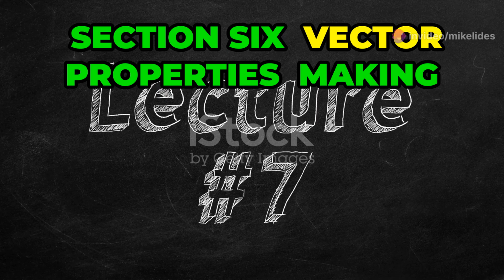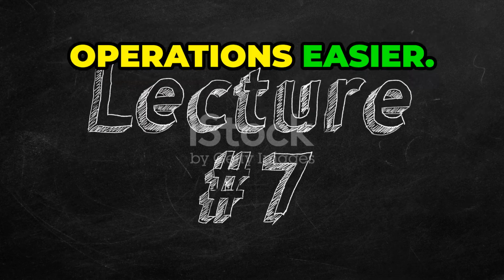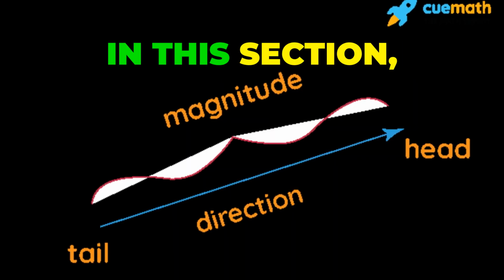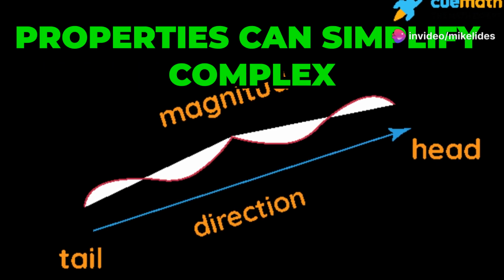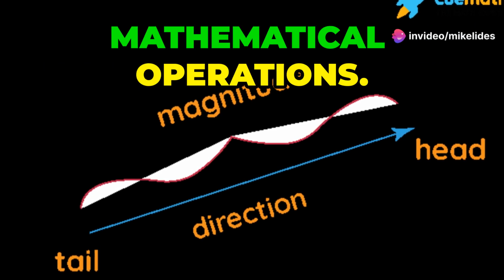Section 6. Vector properties, making operations easier. In this section, we will explore how understanding these properties can simplify complex mathematical operations.